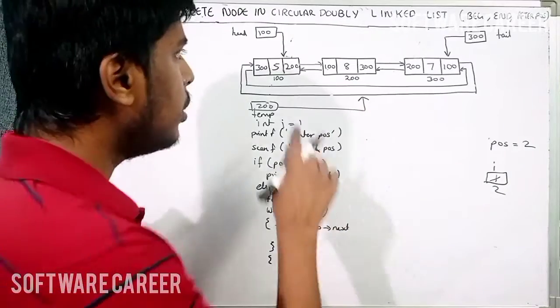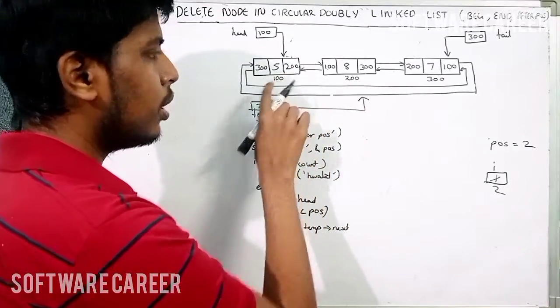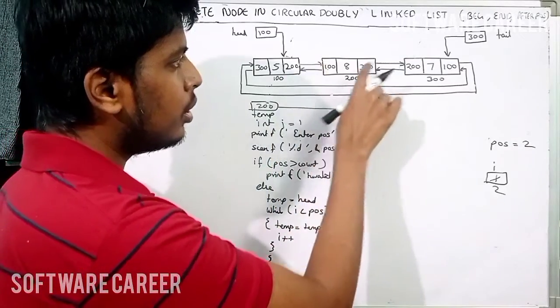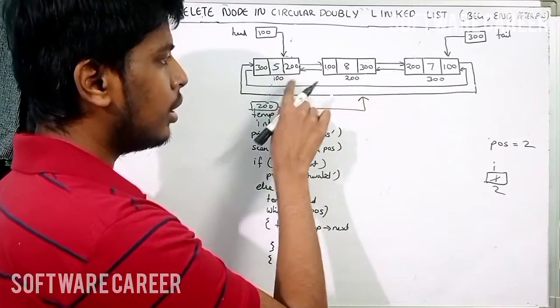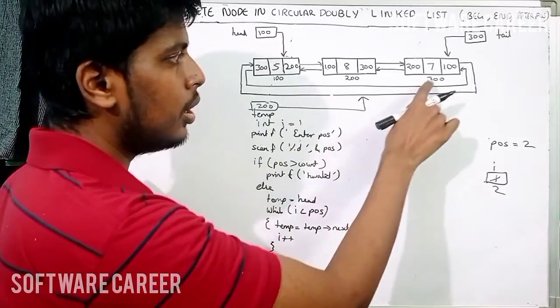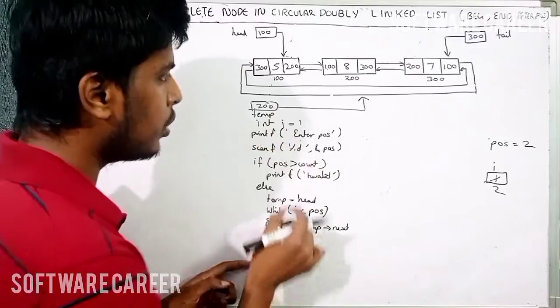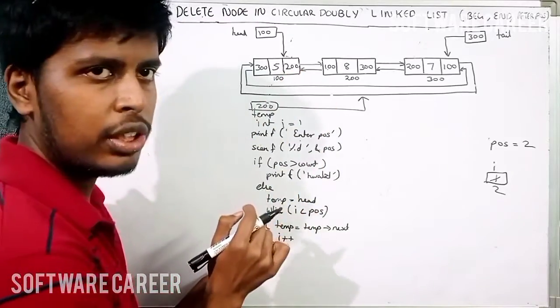Now see. Now in this next pointer of this node 100, I should store the address of next node. Now if you delete this node, address next node of 100 is what? 300. So 300 I should store here. So see here how to do that. Now how to access this pointer?